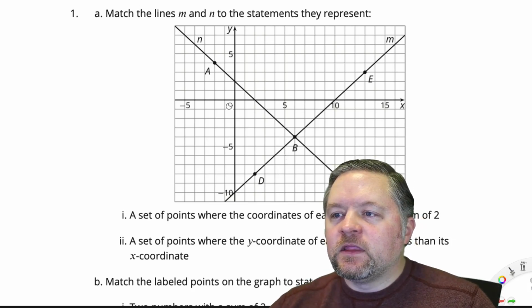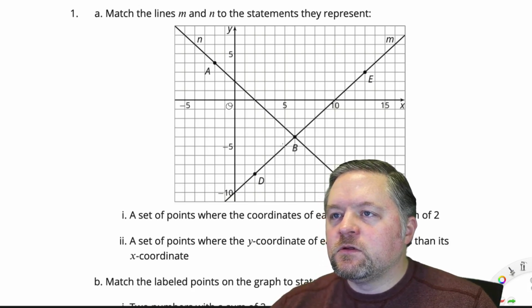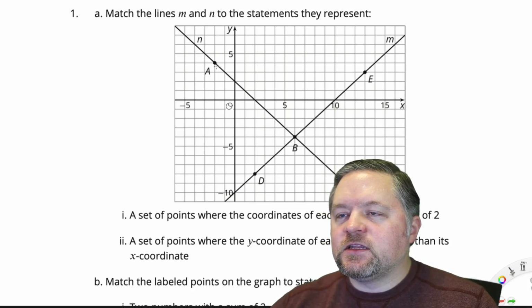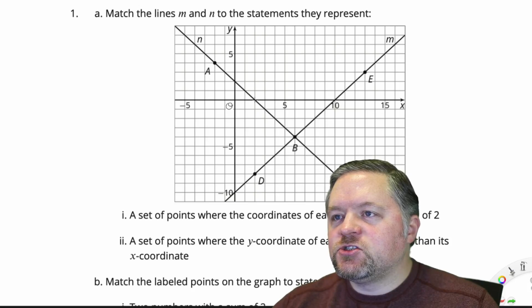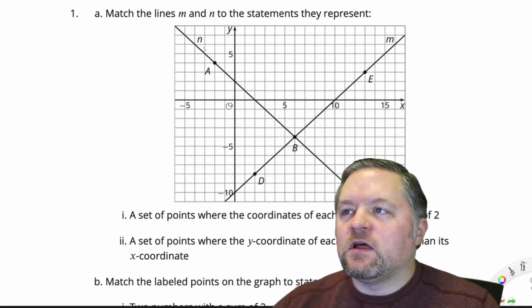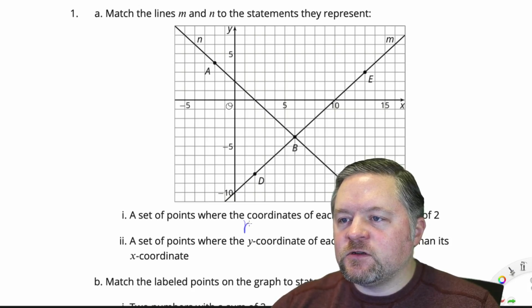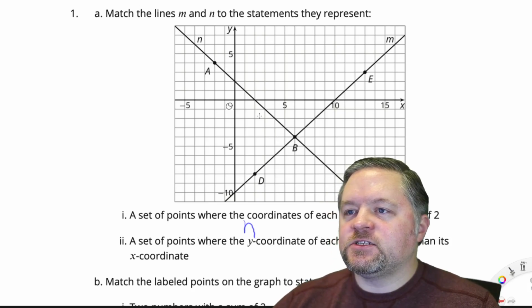Well, if each point has a sum of 2, let's look at this line. Here, the x-coordinate is 0, the y-coordinate is 2. 0 plus 2 is 2. Here, x is 2 and y is 0. 0 plus 2 is 2. Here's 1, 1. 1 plus 1 is 2. Line N has to be the first one, which means it's probably M for the other one, but let's check.